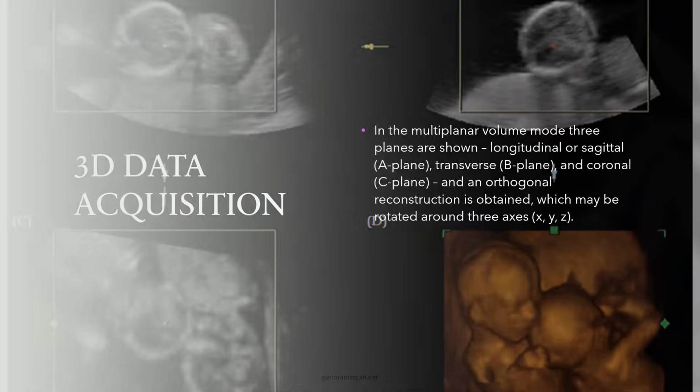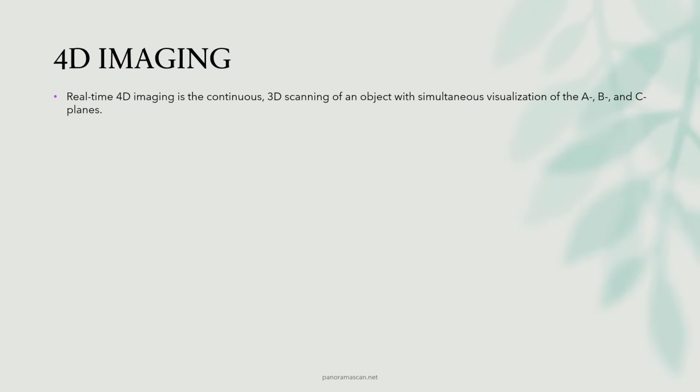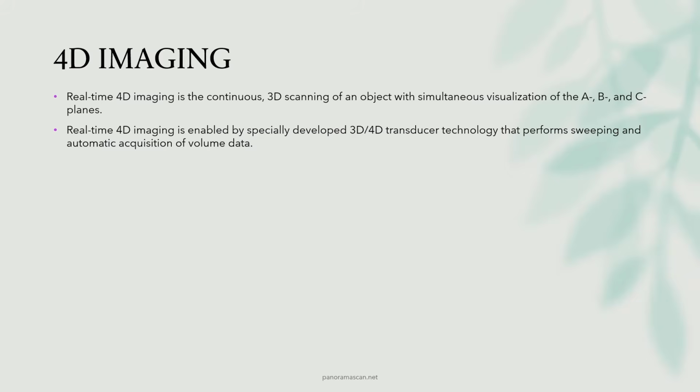Real-time 4D imaging takes the concept of 3D ultrasound a step further by providing continuous, dynamic imaging. It allows for the simultaneous visualization of the A plane, B plane, and C planes, which are critical for viewing different perspectives of the scanned area. This real-time capability is made possible by the advanced technology in 3D and 4D transducers, which are designed to sweep and automatically acquire volume data.